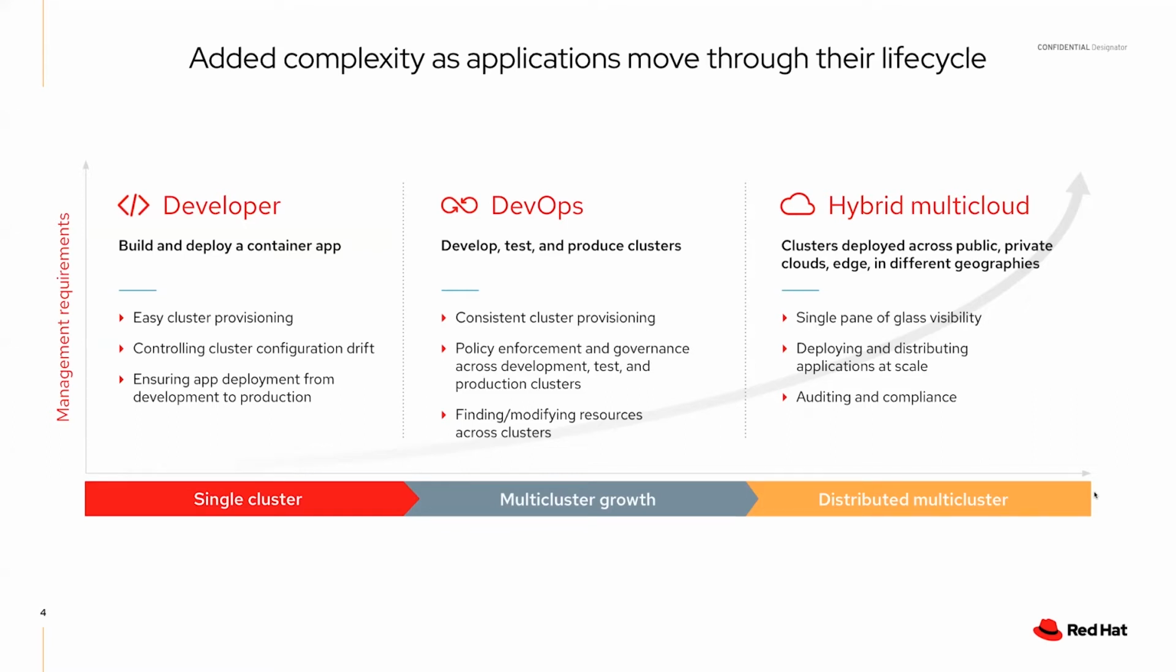For DevOps personnel, consistency is key to provisioning clusters. They want to create, maintain, and enforce policies across these clusters wherever they are. They also want to easily find and modify resources across these clusters. In a hybrid multi-cloud approach, clusters can be anywhere and everywhere, that is in public or private clouds, in different geographies, and also on the edge. You need to have the capability to view them from a single pane, and be able to deploy applications and services across these clusters also. You need to know what is running where, and when auditing, keep the applications and the clusters themselves in compliance.